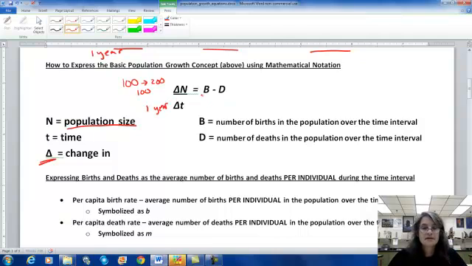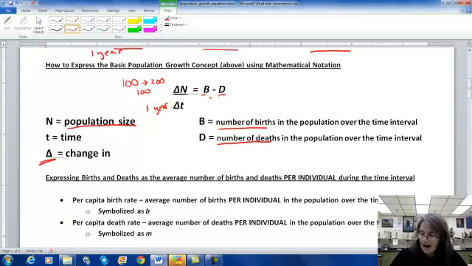All right. B simply equals the number born over that time interval. D equals the number that died during that time interval. Okay. That is a straightforward equation. So the change in how many you have in the population over the change in time equals the births minus the deaths: delta N over delta T equals B minus D.